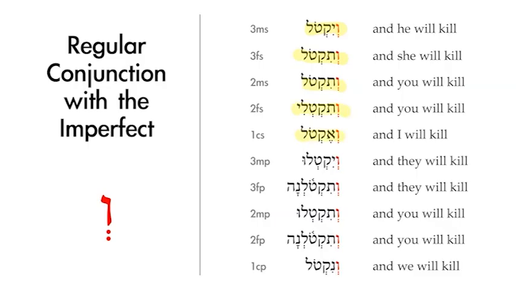Notice that in every form, the spelling of the conjunction waw is not the spelling of the waw consecutive. This is the regular conjunction with the imperfect, waw plus vocal shewa. The spelling of the waw consecutive with the imperfect is waw patach dagesh forte. This is an important distinction to remember. All of these verbs are translated just like the regular imperfect, and he will kill, and she will kill, etc.